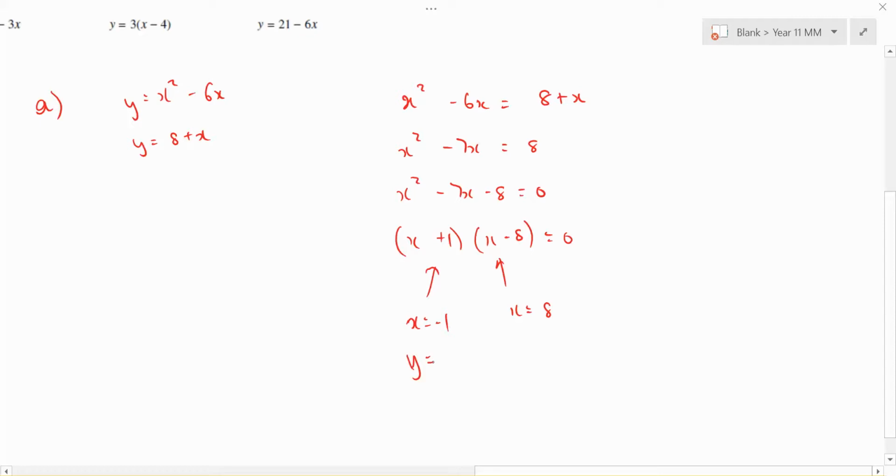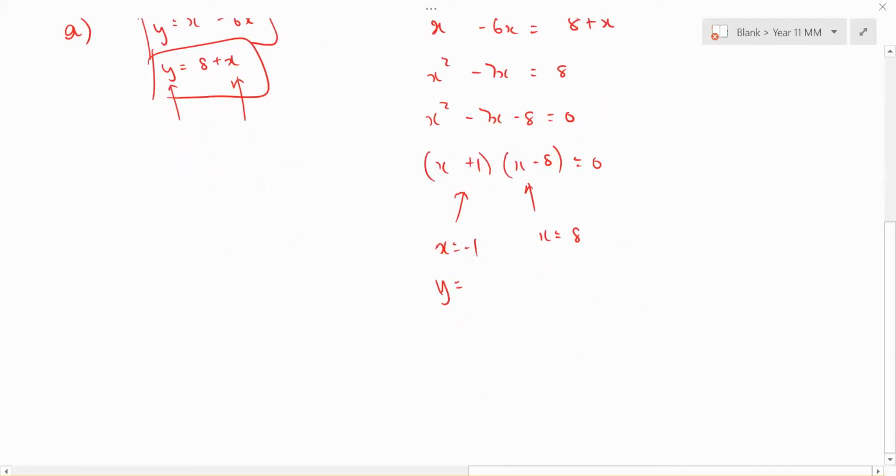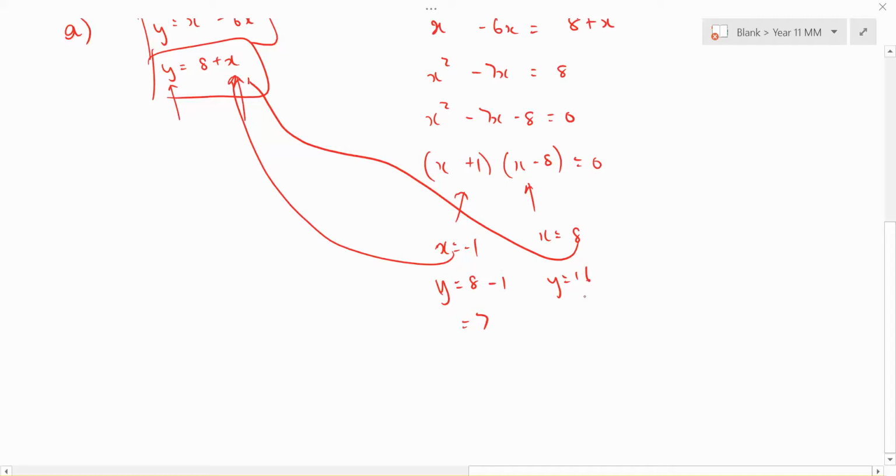Same thing again. Remember, you had your linear equation and quadratic. They'll tell you what y is if you tell them what x is. And I can see already if I sub -1 into where x is, 8 minus 1, 7. If I sub 8 in, 8 plus 8 is 16. So this is -1, 7, and this is 8, 16.